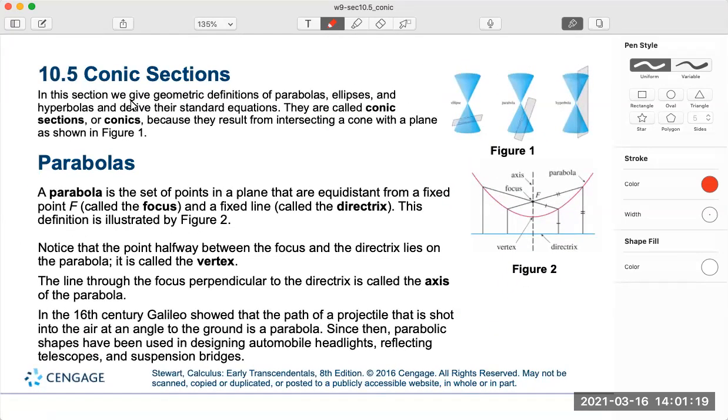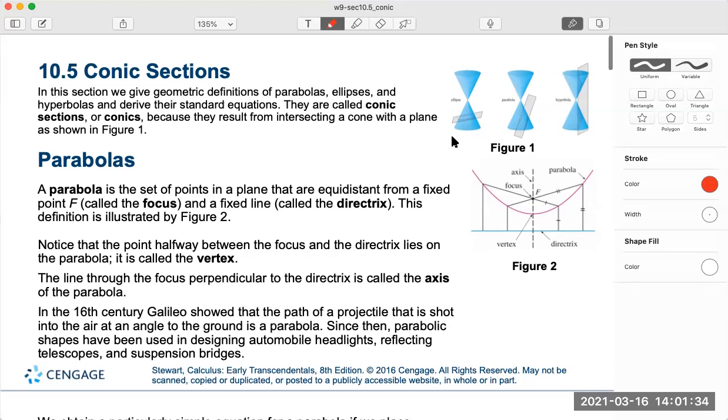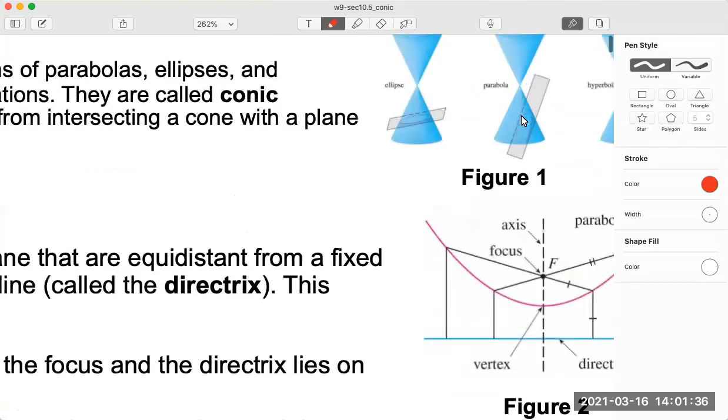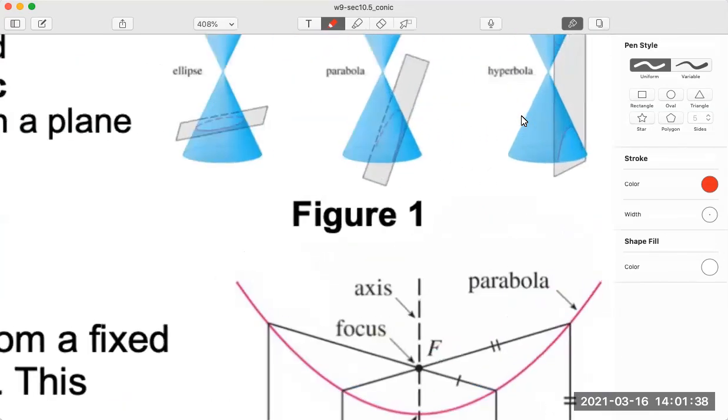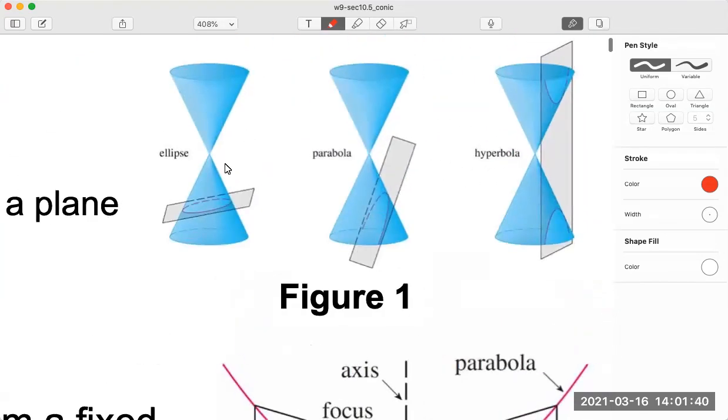Okay, in this section, we will study the geometric definition of parabolas, ellipses, and hyperbolas. They are called the conic sections, which is the intersection of a cone with a plane. For example, we are given a cone here. If a plane cuts this cone at this position, it will create an ellipse, right?